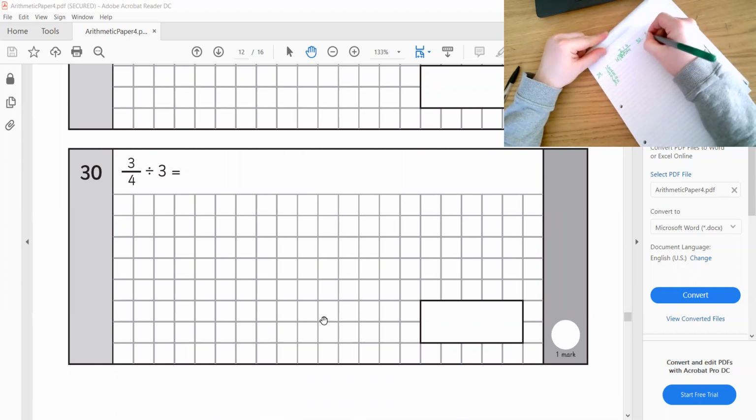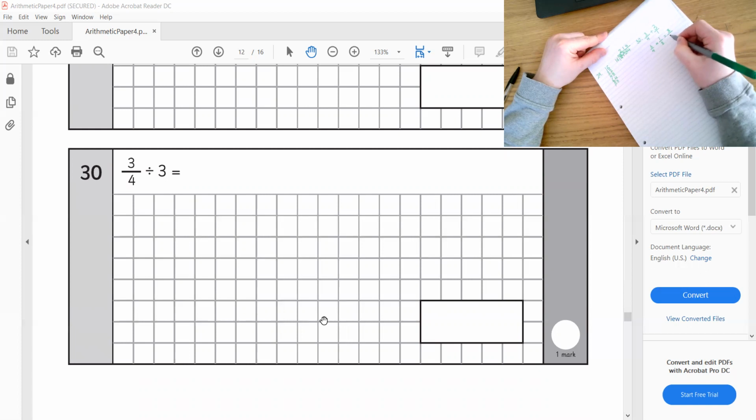This is question number 30. So 3 quarters divided by 3 wholes. Now remember, when it comes to divided, we keep it. So 3 quarters. We change that to times, and we flip this. Now remember, 3 wholes is the same as 3 over 1. 3 1-wholes. Okay, so if I flip that, it'll be 1/3. Because remember, dividing by 3 is the same as timesing by 1/3. So 3 times 1 is 3. 4 times 3 is 12. Can I simplify that at all? Yes, I can. I can divide both by 3. So that would be 1 quarter altogether. So that would be my answer there, 1/4.